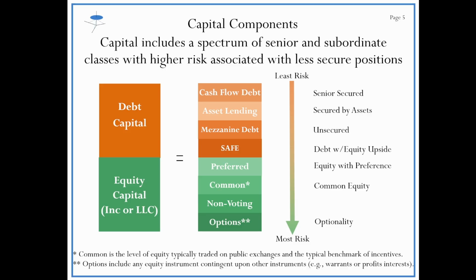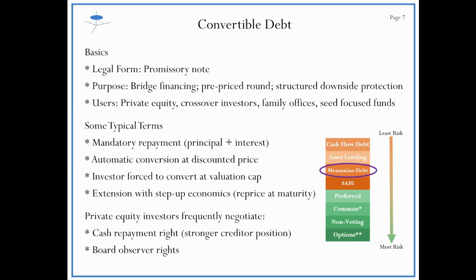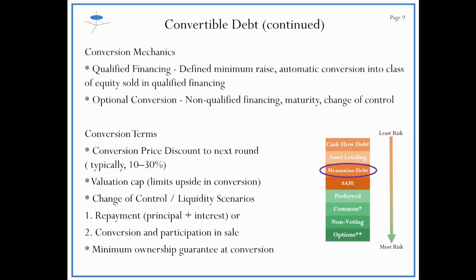Mezzanine debt and SAFEs, or simple agreements for future equity, provide preference to a return of the investment while not implying the value of the equity, which can be important during critical growth phases between investment rounds. These instruments also typically include upside potential through conversion or participation rights. Conversion mechanisms include automatic and optional levers. Typically, the note is forced to convert if a new class of equity is sold and a stated amount or more is raised. Also in an IPO.